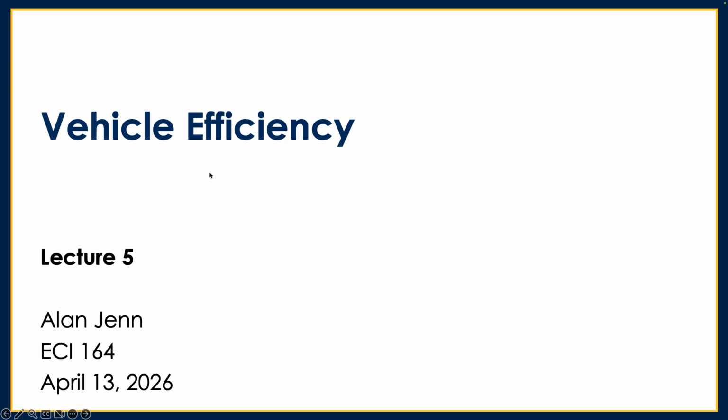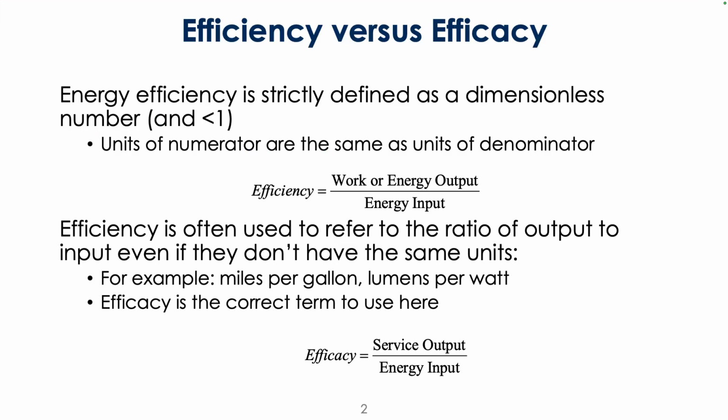Okay, so kicking things off, this is a caveat right at the beginning. What we're talking about as efficiency is actually efficacy. If you've taken physics, we know that energy efficiency is technically a dimensionless number, and it's always between 0 and 1. And so you always have a numerator with the same units as your denominator.